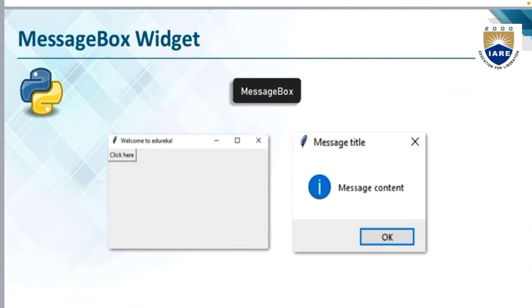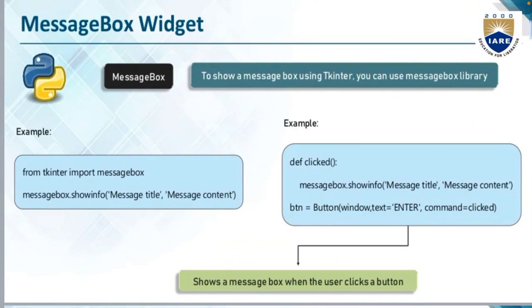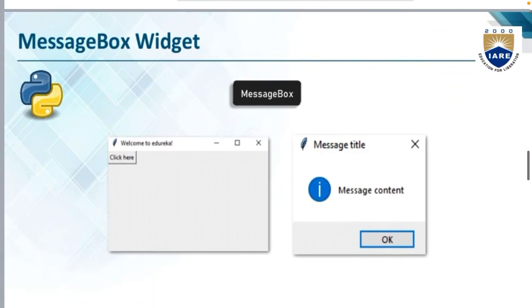Like this. Here the message box is bound to the button, defining a clicker function like message box dot show info of message title comma message, and creating a button and binding the function to the button. When the button is clicked, the show message box will show a message as follows, and the output is like this.